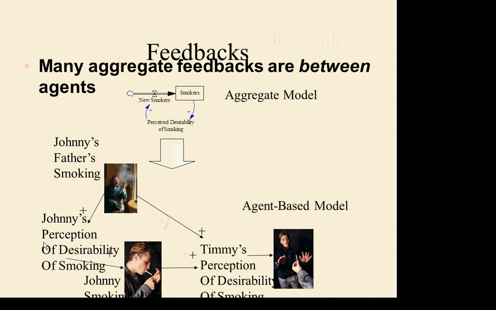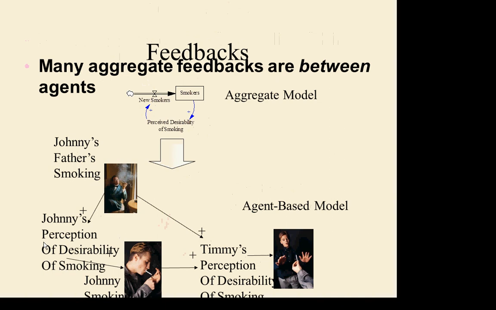Here's Johnny's father, and he's influencing Johnny, and Johnny, because of that, takes up smoking, and he influences his friend Timmy, who is pressed with cigarettes by Johnny. So here we have this feedback loop, which is at an individual level not evident. It's a feedback loop at an aggregate level.